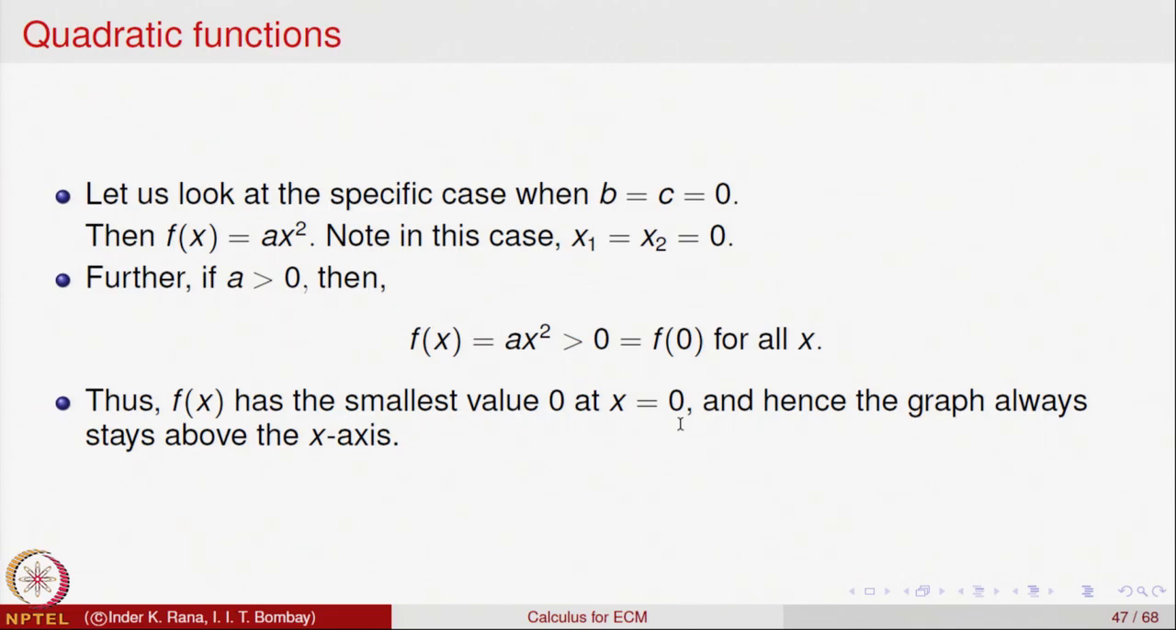Every other point on the graph of the quadratic y equal to a x square will be above the x axis. The graph touches at 0, 0 and is always above the x axis. It cuts the y axis, right. C is 0, so that is also gone.